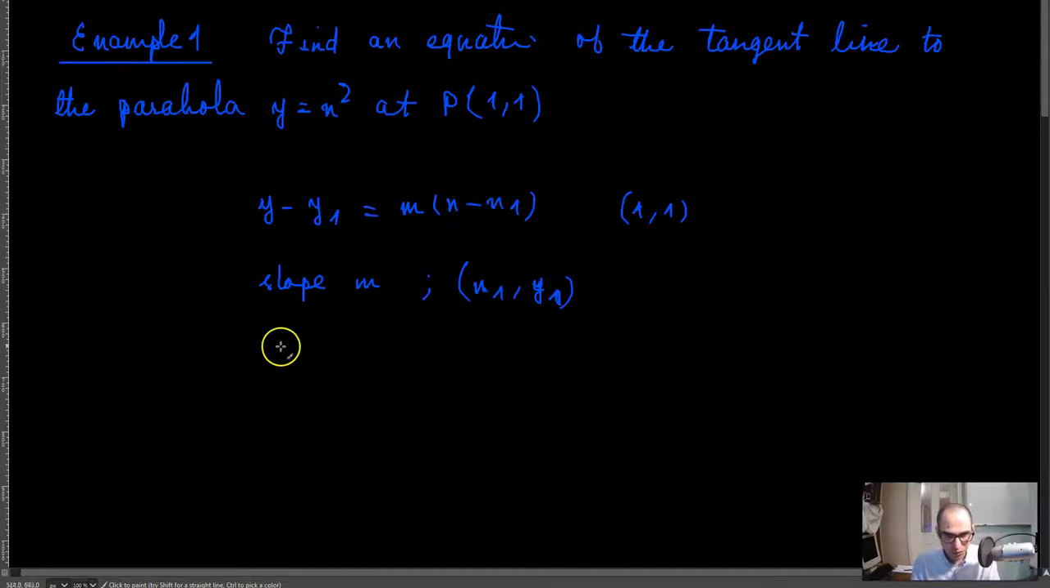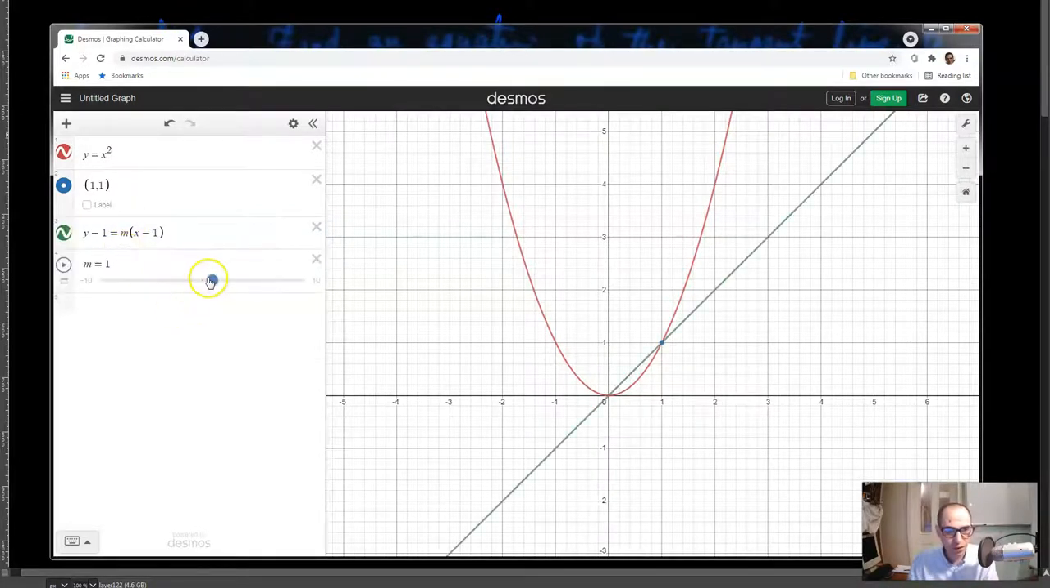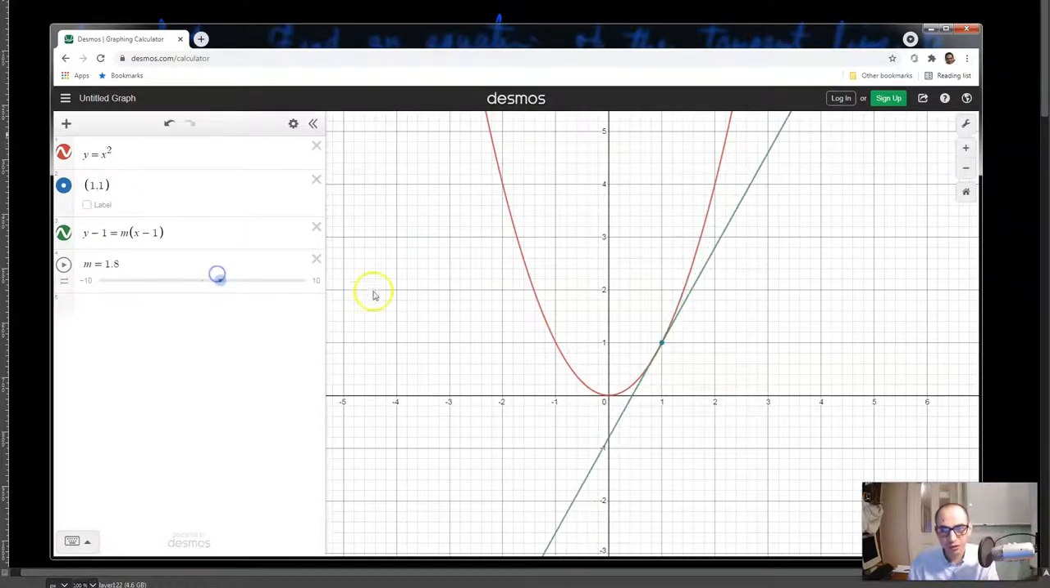Which means that this equation becomes y minus 1, because y over here is equal to 1, is equal to m times x minus 1, because x over here is equal to 1. So now if I enter this into this calculator, y minus 1 is equal to m times x minus 1, I have a line over here, it gives me a slider for m, and if I change the slider, you can see that the slope of this line, of course, changes, right?